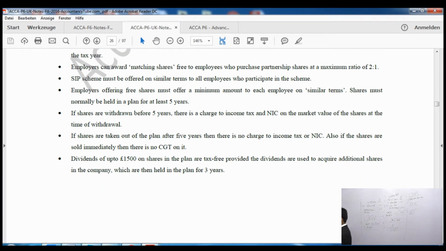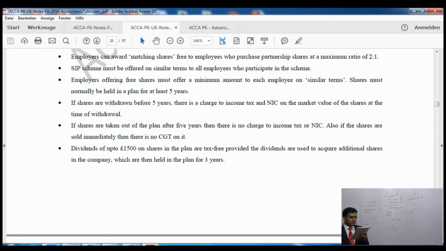Employers can award matching shares free of charge to the employees who already had the partnership shares. Now, as I said to you earlier, these matching shares are bonus shares given to employees who already hold the shares. So these are bonus shares. But the ratio to get it is 2:1. Now, SIP shares must be offered on similar terms to all employees who participate in the shares. So it must be on similar terms to all employees.